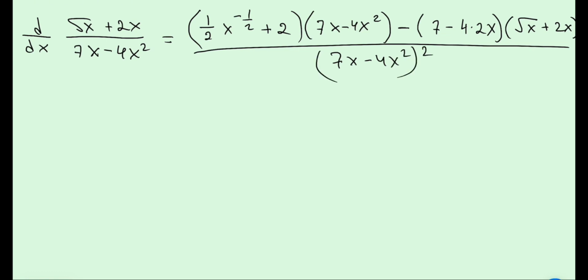The rest needs to be simplified. We have 1 plus x, 1 minus x. What is the derivative of this? Same thing. Derivative of x is 1. We know that. So let's just do it.